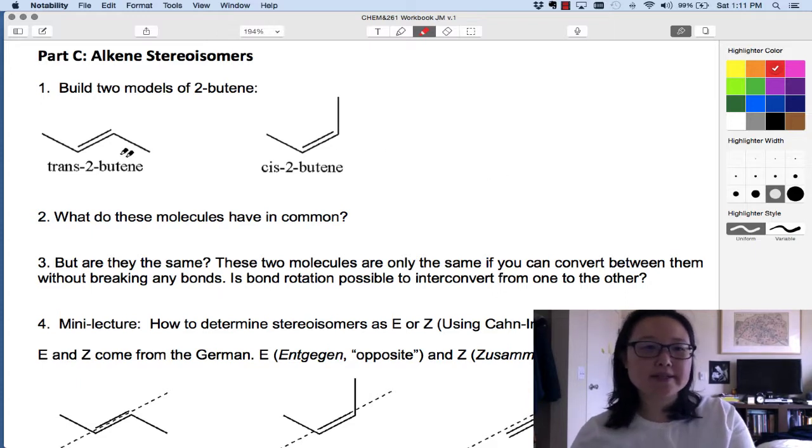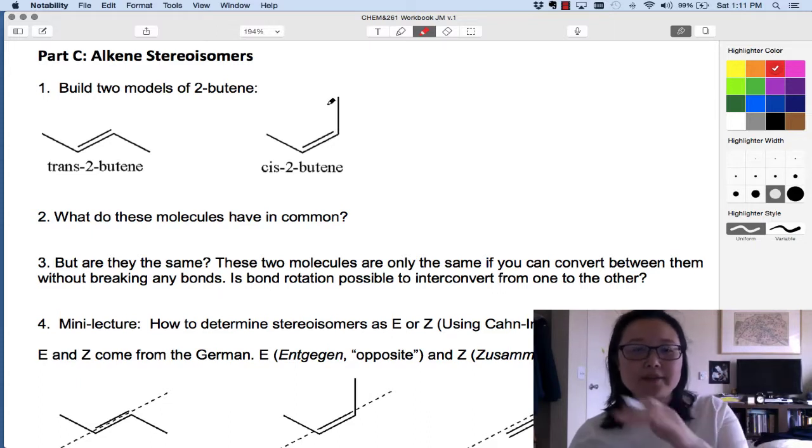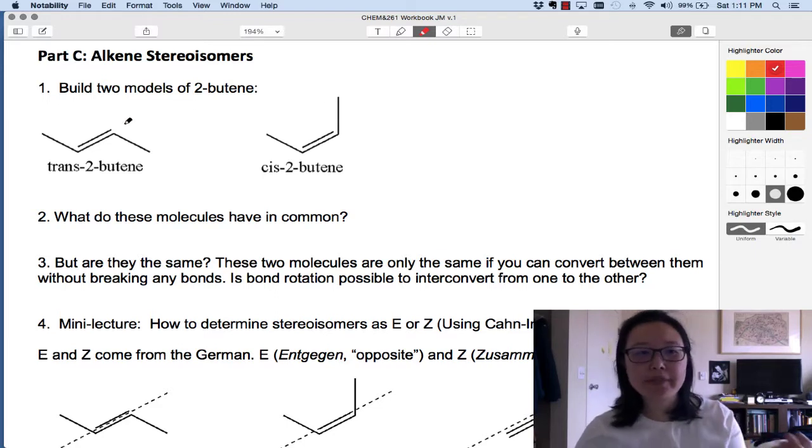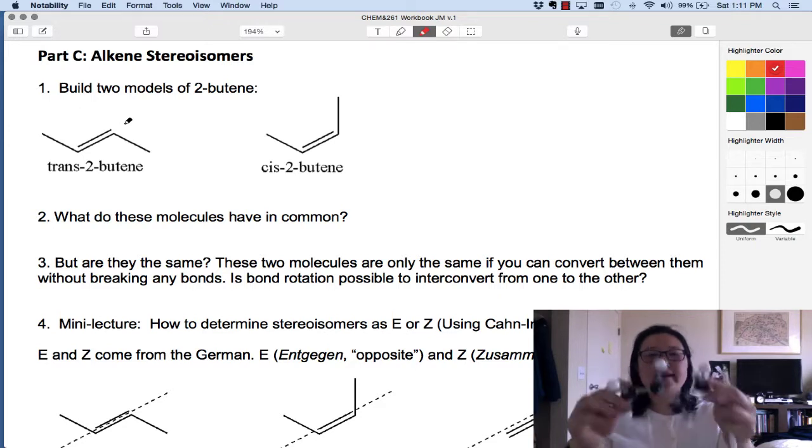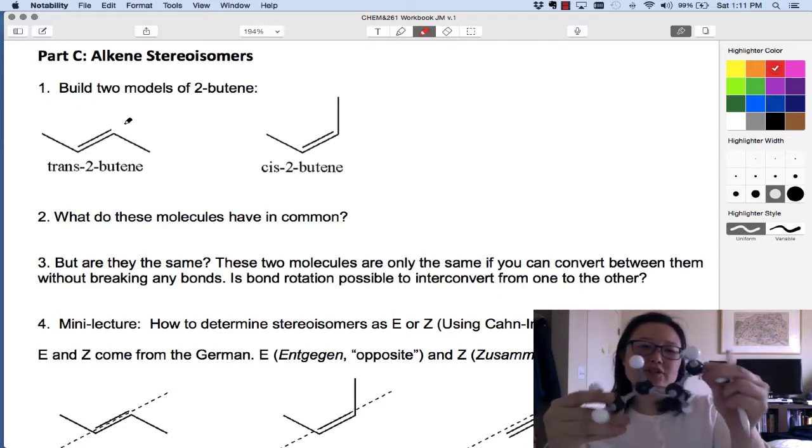Here's another kind of isomer that we haven't covered yet. This is trans-2-butene and cis-2-butene. You can see how their connectivity looks the same. It's one carbon, then another, then another, then another, with the double bond between carbons 2 and 3. So that looks all the same. But if you build them, or look at them on paper, you'll see they're actually different molecules, because here's trans-2-butene.